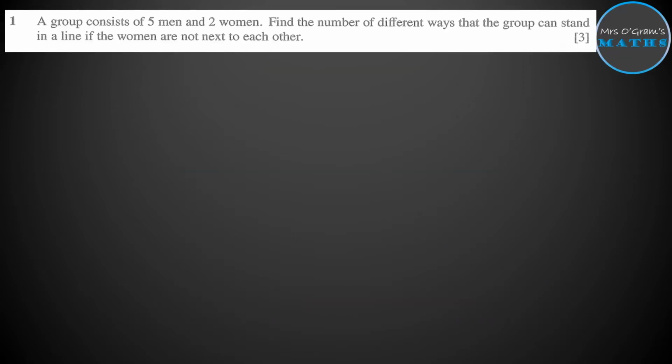So a group consists of 5 men and 2 women. We want to find the number of different ways that the group can stand in a line if the women are not standing next to each other. Now actually, an easier way to do this is to work out how many ways they would be standing next to each other, and then take it away from the total ways you could arrange these people. So if we've got 7 people, then the total ways that they could be arranged is 7 factorial.